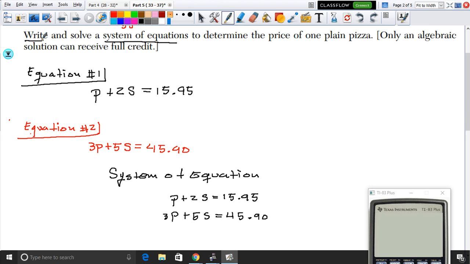All right, so we have written it, and now we want to solve the system of equations to determine the price of one plain pizza. Pretty much they're saying in this system of equations, solve for P.